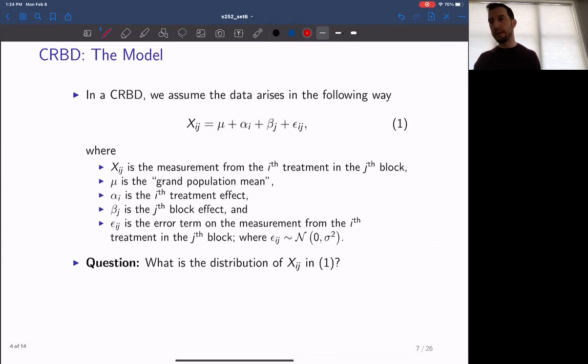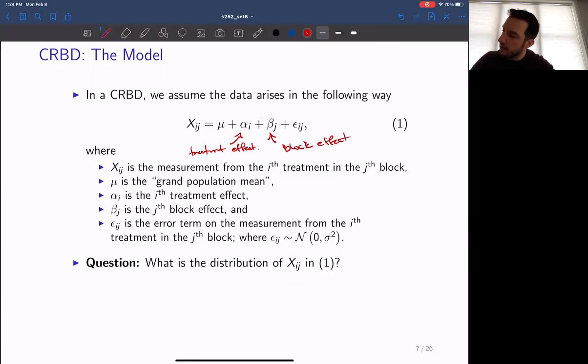So the ANOVA model for a completely randomized block design is very similar to what we had for the one-way ANOVA. The only difference is that we now add in an effect for the treatment and for the block. So this is basically like a block mean and a treatment mean. So this is going to be the block effect, and this is going to be the treatment effect.